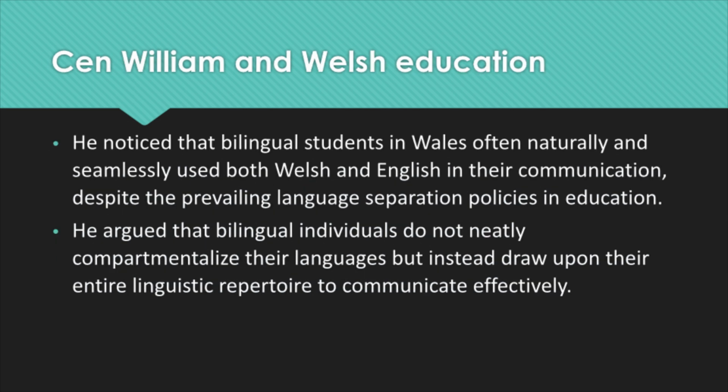The concept of translanguaging was developed by the linguist Sam Williams in the 1980s, primarily in the context of bilingual education in Wales. Sam Williams was a Welsh educator and researcher who noticed that bilingual students in Wales often naturally and simultaneously used both Welsh and English in their communication, despite the prevailing language separation policies in education. Williams coined the term translanguaging to describe this phenomenon.